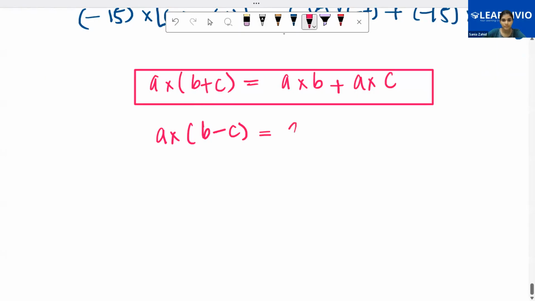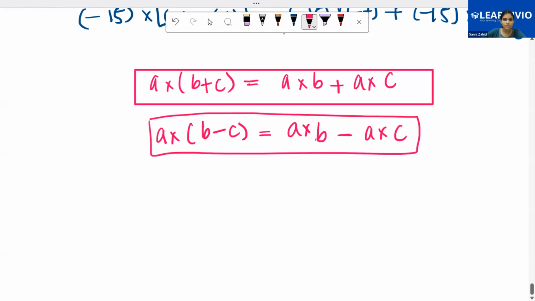A into, we will subtract B minus C. You will open, write A into B, then you will put this center sign. Center sign is negative. Then you will do A multiplied with C. Okay, you'll write like A being multiplied with C. So this is how you solve it.